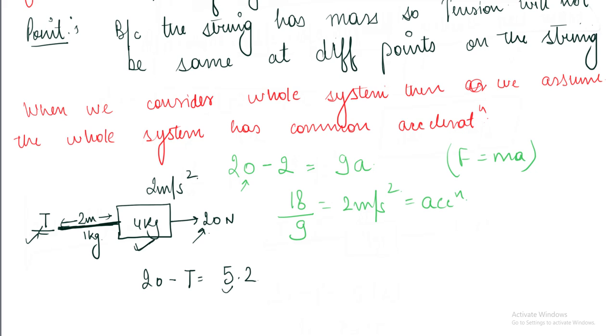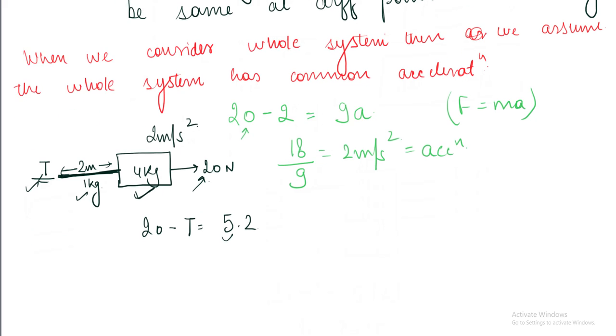4 plus 1, into 2, the acceleration of the whole system. 20 minus T is 10. Now the tension is 10 Newton.